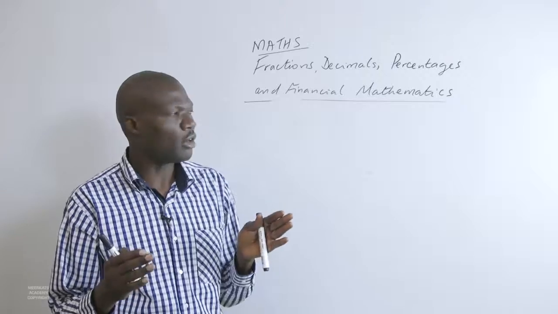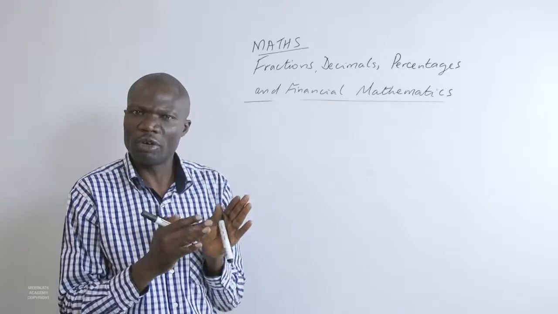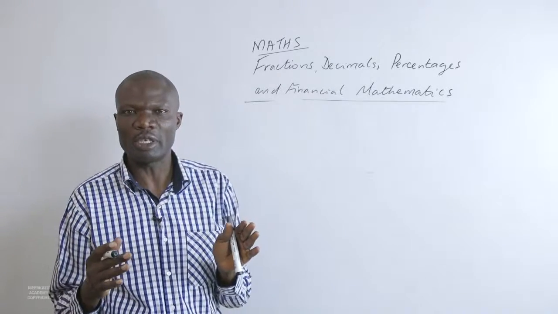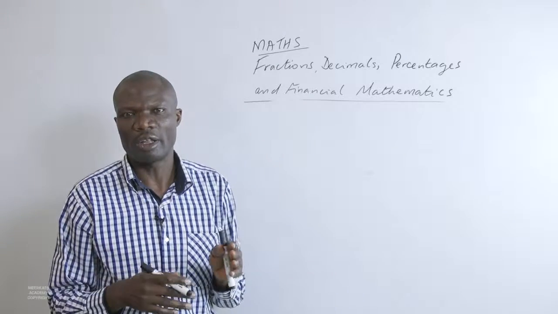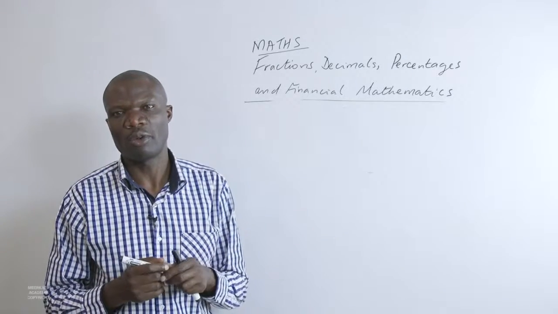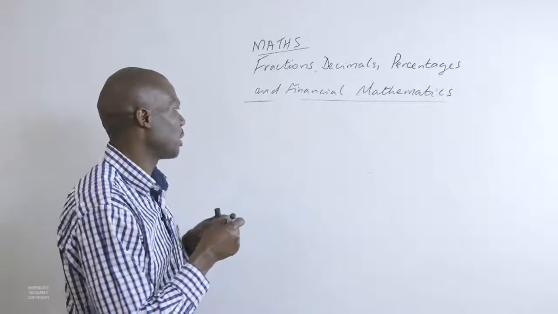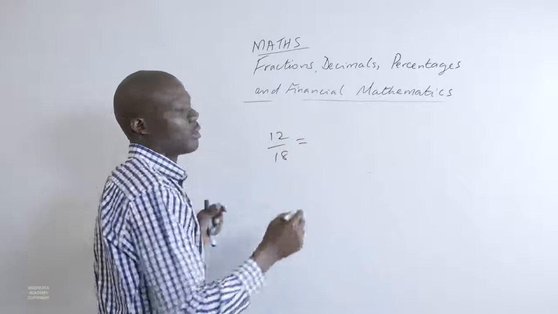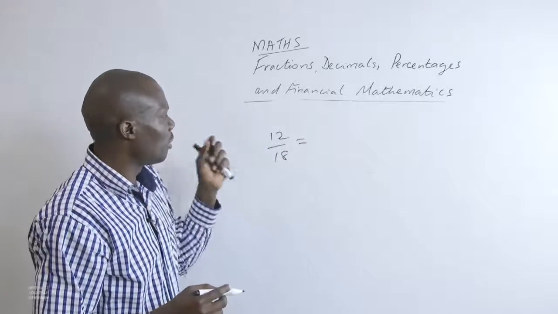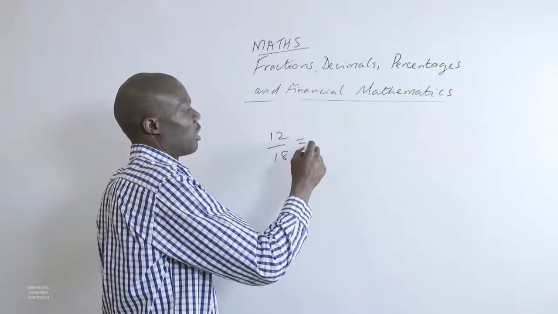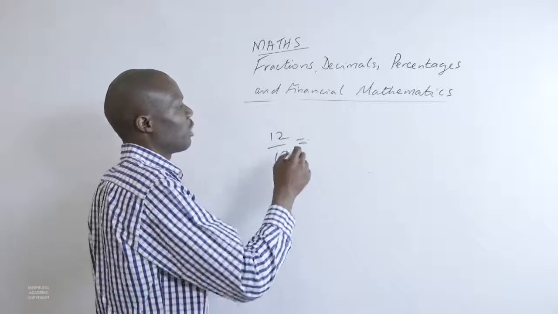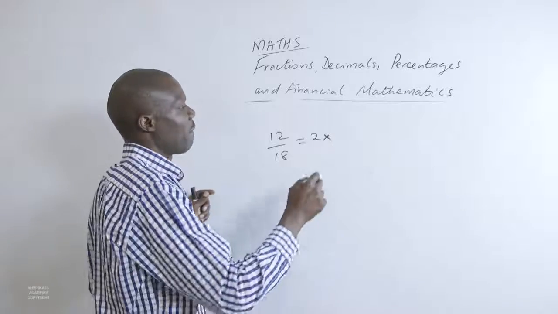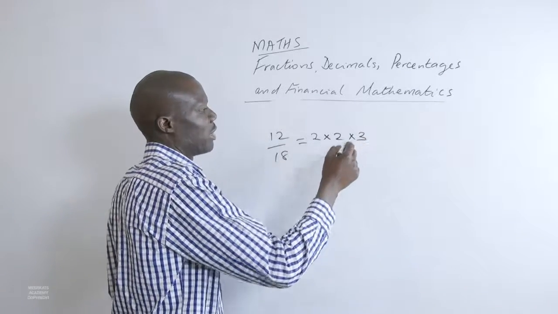Now, also when we talk about fractions, we can obtain equivalent fractions by identifying what I'll call the factors, and then from the factors you cancel what is common between the numerator and the denominator. For example, 12 over 18. You realize 12 is the same as, writing it as a product of factors, 2 multiplied by 2 multiplied by 3.